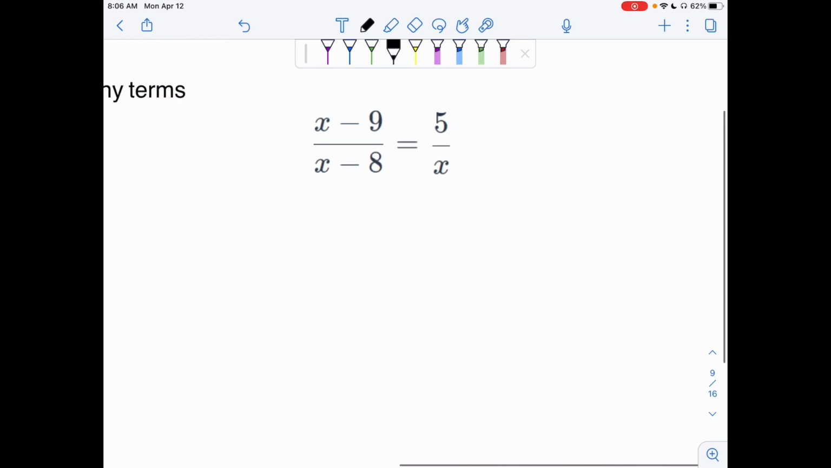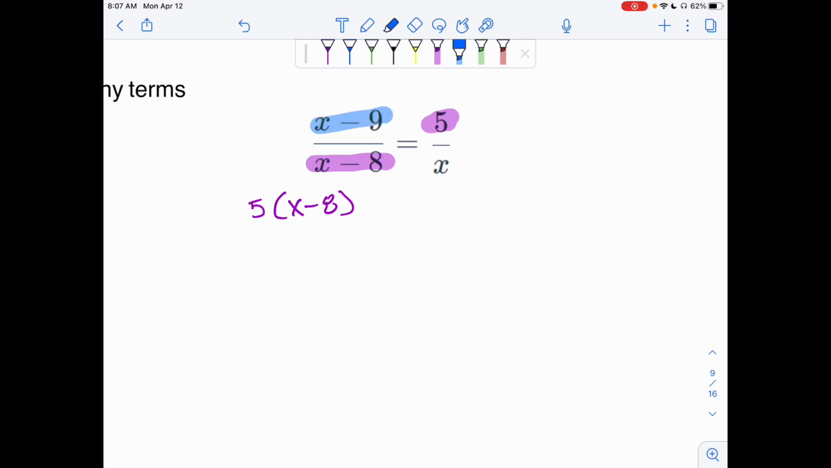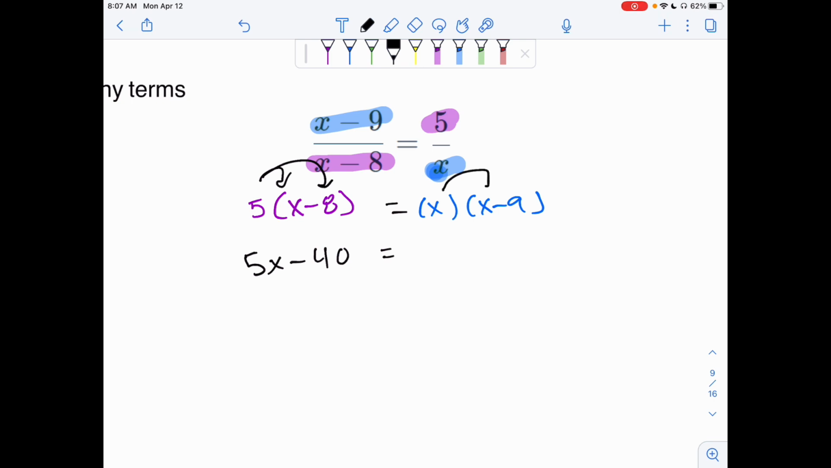Now let's look at our second example. Same thing here. We're going to cross multiply. So it'll be 5 times x minus 8, x minus 9 times x. So let's go ahead and distribute. That's 5x minus 40. X times x is x squared. X times negative 9 is negative 9x.